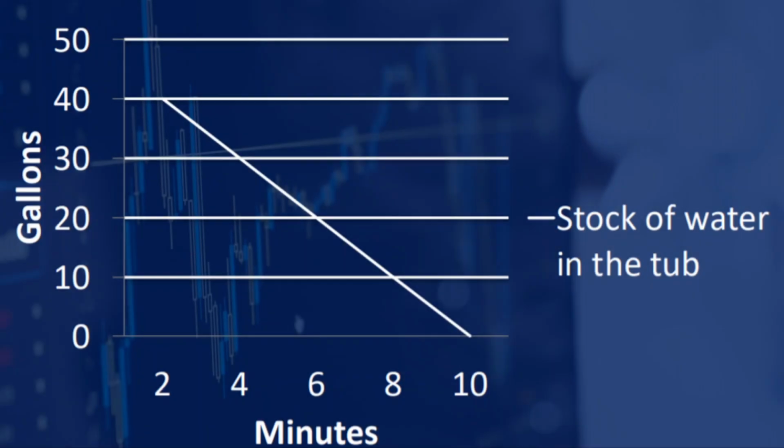So here, I'm going to show you a behavior over time graph. Okay, so for example, we removed the plug in the bathtub. So for example, there are 50 gallons of water there. After 2 minutes, it has only 40 gallons. After 4 minutes, only 30 gallons. 6 minutes, only 20. 8 minutes, 10. After 10 minutes, there is no more water in the bathtub. Okay? Now, what are behavior over time graphs?